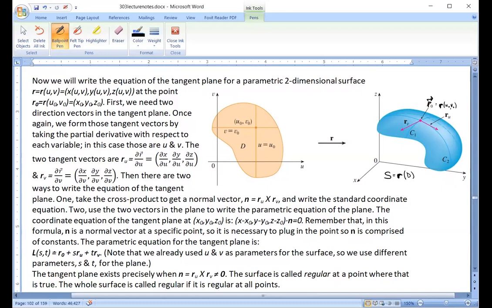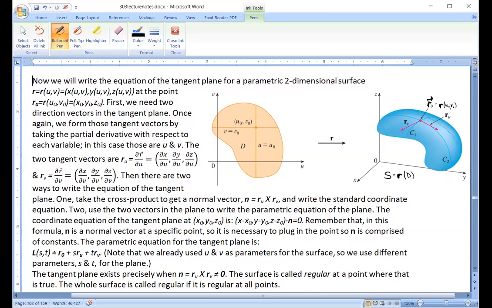Also, there's not necessarily a tangent plane that's well defined at a point. So the tangent plane exists precisely when our normal vector, which we make by doing dRdu cross dRdv, is not equal to the zero vector. So the surface is called regular at a point where this is true and where we do have a tangent plane. And the whole surface is called regular if it's regular at every point. Okay, so that's the idea.